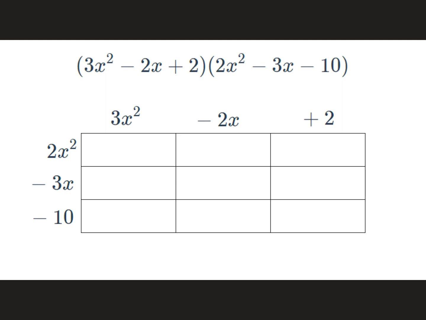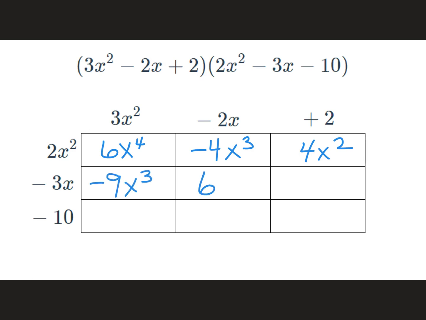2 times 3 is 6, and then I have 4 x's. 2 times negative 2 is 4, and then I have 3 x's, and then this is a 4 with an x squared. Next row, negative 3 times 3 is negative 9, and I'll have 3 x's. Negative 3 times negative 2 is positive 6, and I'll have 2 x's, and then this is a negative 6x. All right, last row, negative 10 times 3 is negative 30, and I have x squared. The next one's going to be positive 20x, and the last one's going to be negative 20.